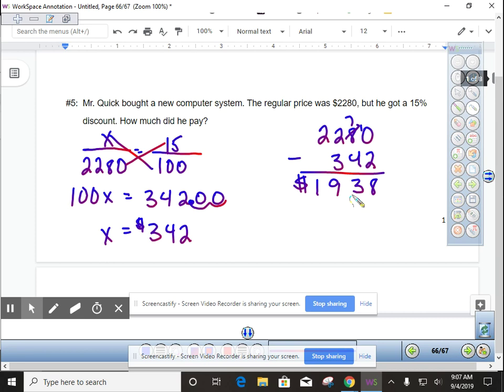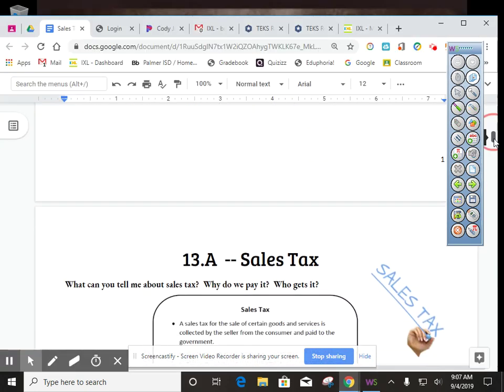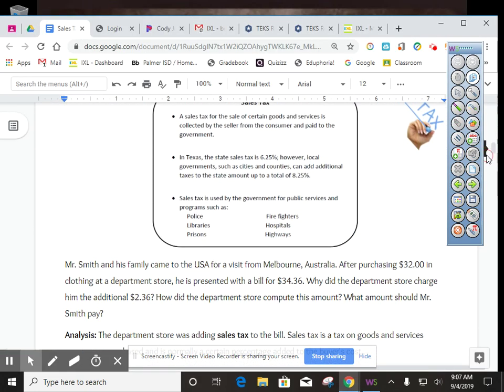This is important to you because you're going to pay sales tax eventually in your life. All right? So, who gets the sales tax? The state. And what do they use it for? They use it for police, libraries, not the school library, but the library in town. Prisons, firefighters, hospitals, and highways. Okay, so there is a reason that we pay sales tax. For safety.